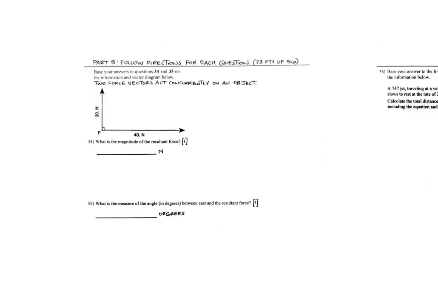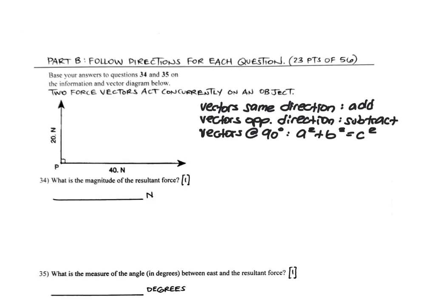We have a vector question here, and we want to know what's the magnitude of the resultant force if the vectors are at right angles to each other. So we know that if vectors are in the same direction, we add their magnitudes. If they're in opposite directions, we subtract their magnitudes. But if they're at 90 degrees, like these guys right here, we use the Pythagorean theorem.